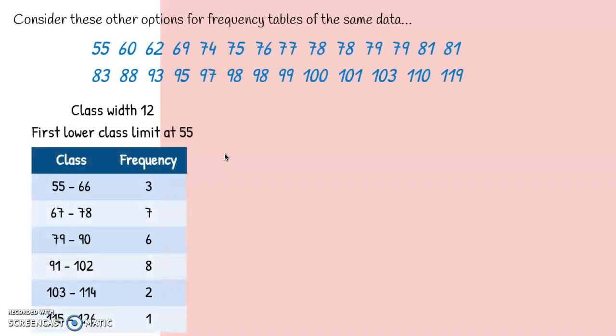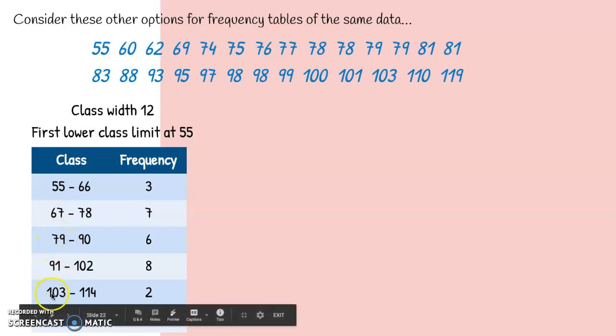So what if we would have just made a couple of different choices in that process of building our frequency table? Supposing we have the same data here, but instead we would have chosen a class width of 12. And let's start our lower class limit at 55. So if the class width is 12, it means I'm going from 55 to 67, 67 to 79, 79 to 91, 103 to 115. Now, that's going to shorten this distance here.